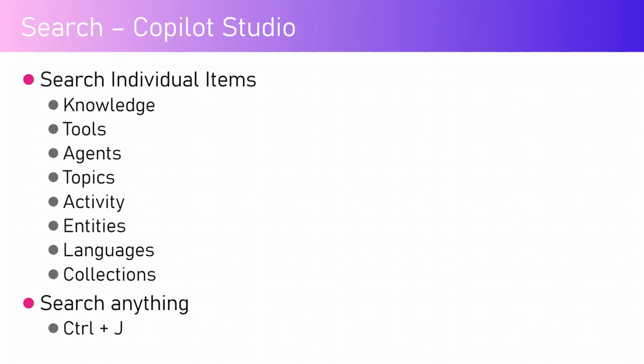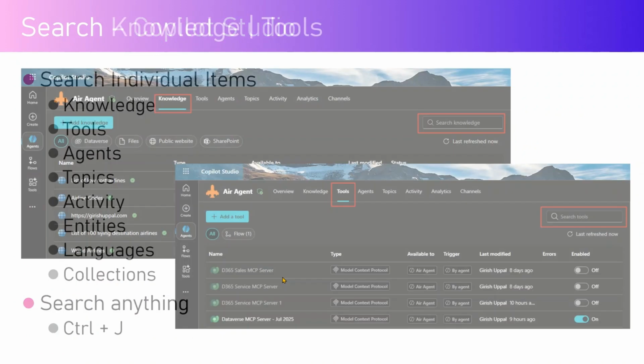Then once you do that and you perform some tests, you get an activity, and then you can use entities, language, collections, etc. So these are the different components which you can search individually. And there is a new feature whereby you can search anything within Copilot Studio. Now, when I say anything, it does not include some of the things over here, but the things which are pretty much important, you can search through that particular search interface.